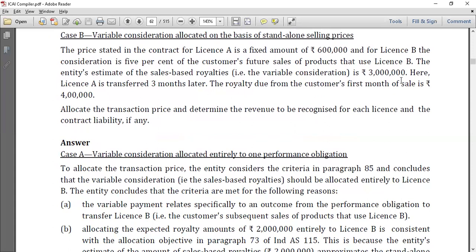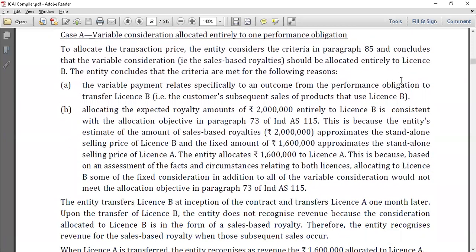To allocate the transaction price, the entity first considers Ind AS 115, revenue from contracts with customers, where there is some criteria to be considered. It concludes that the variable consideration should be allocated entirely to license B at the beginning. What is the variable consideration? 3% of the future sales. That is the only variable here, and it should be allocated entirely to B only from the contract inception.